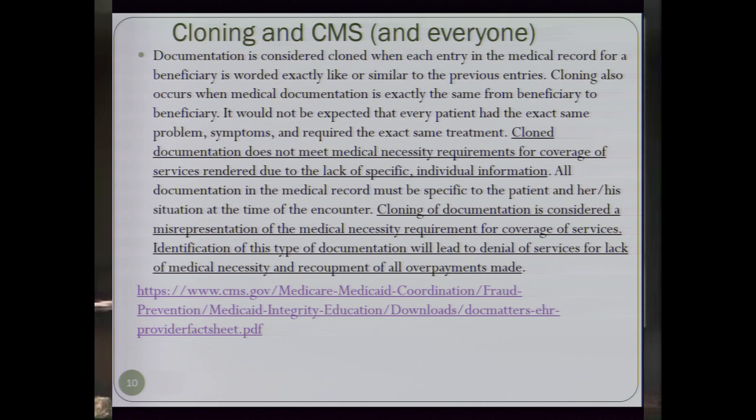If you have a patient with a continued process or plan for medication management, that plan may be the same from visit to visit to visit.